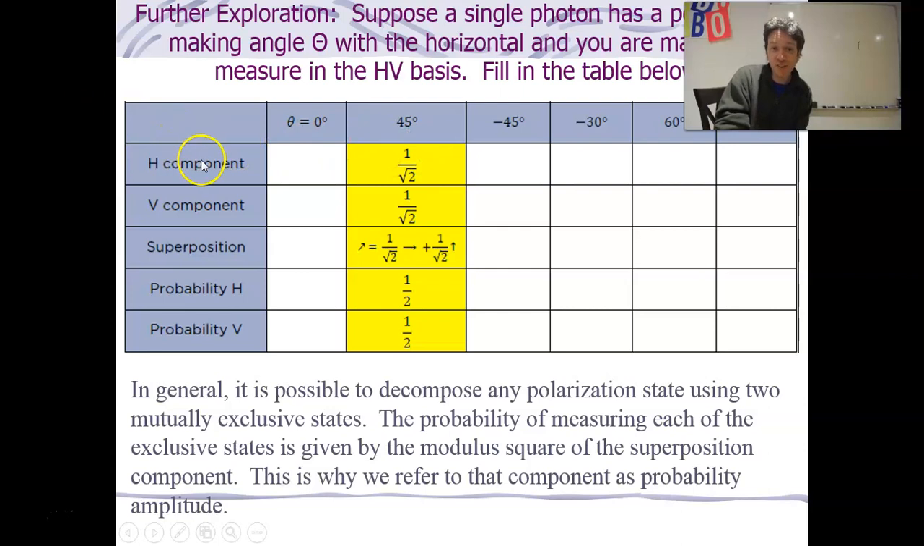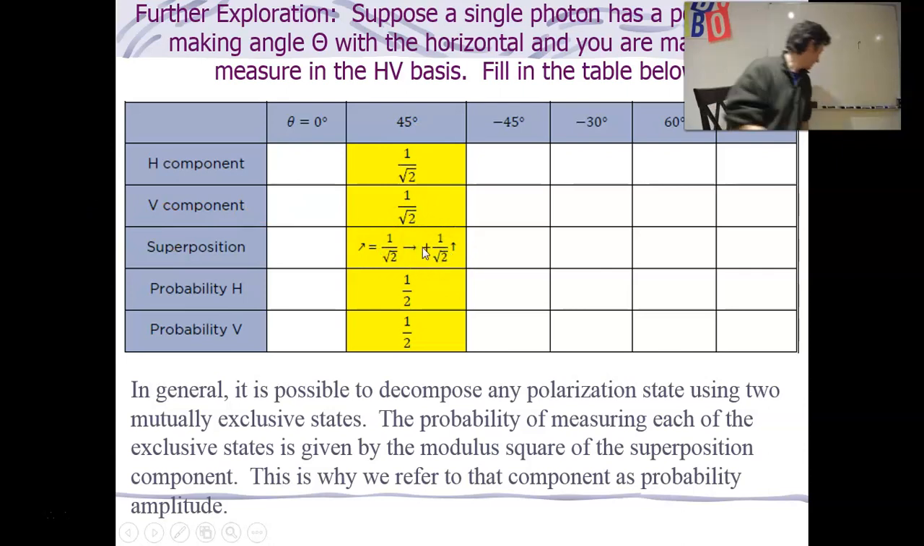So in your horizontal component, you will have 1 over root 2. This is the amplitude. Your vertical component is just cos theta, also 1 over root 2. So your polarizing filter is at 45 degrees, and your photon is horizontally polarized. Once it goes through that polarizing filter, it's both horizontally and vertically polarized. We write it like this.